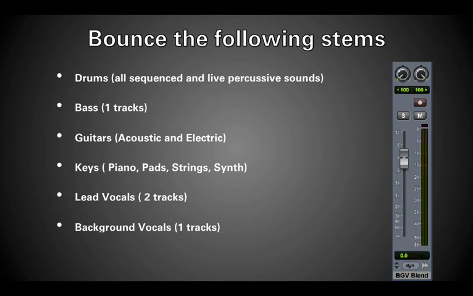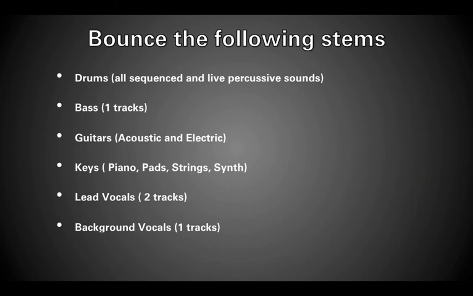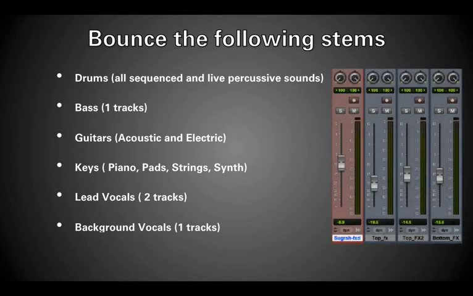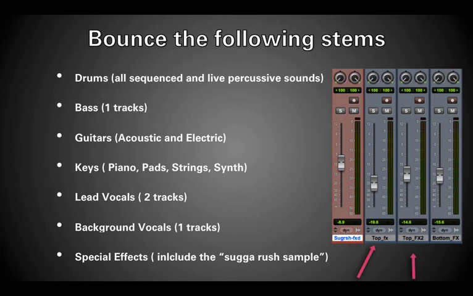Now this doesn't always mean that every session has a one track stereo background vocal track. I often leave my background vocals separate so I can reblend them for different choruses, and that would mean I would now bounce down 12 or 16 background vocal tracks down to one stereo stem. And last, we have the special effects. That should be all your top effects, bottom effects, and your Sugar Rush sample.